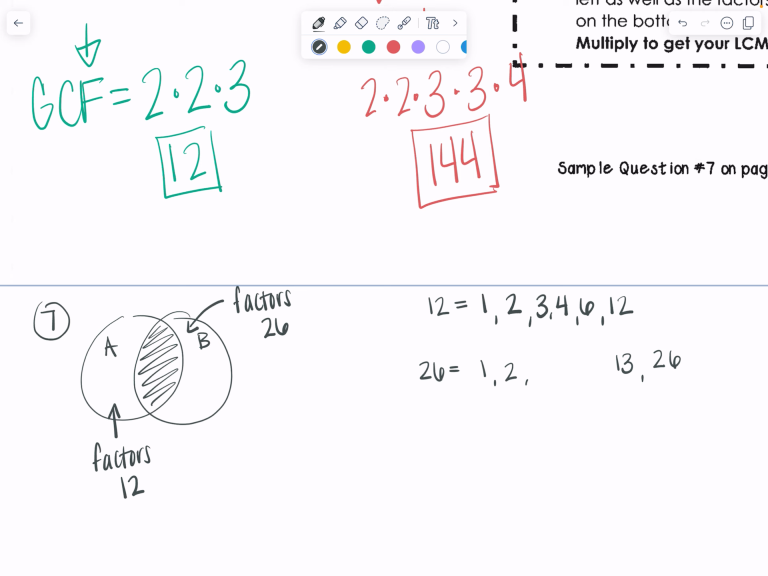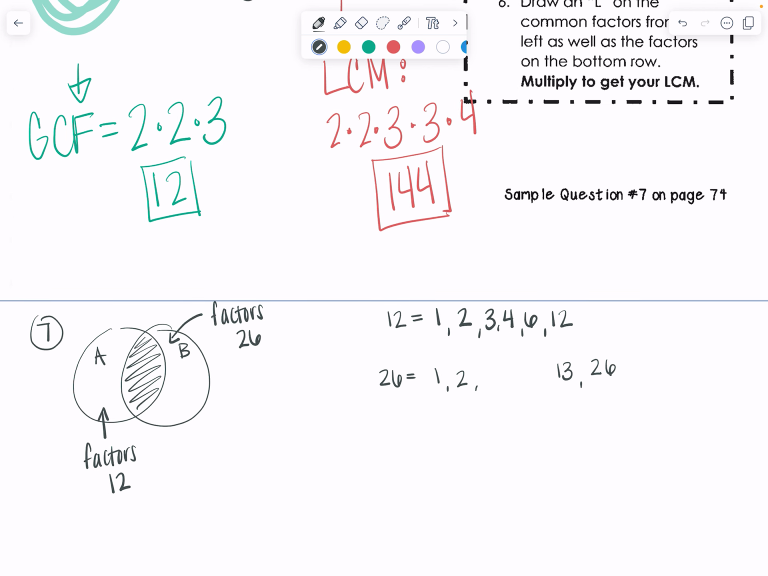And then I'm looking at how many numbers are in both. Well, I've got 1 in both and 2 in both, and that's it. So in the shaded region, there are 2 numbers, and that is letter C.